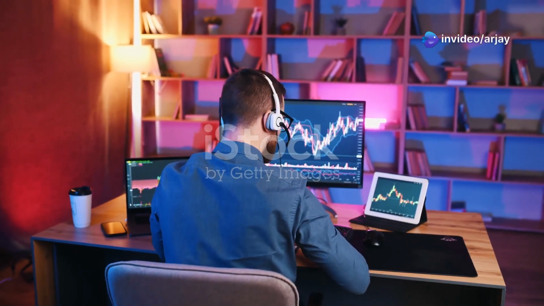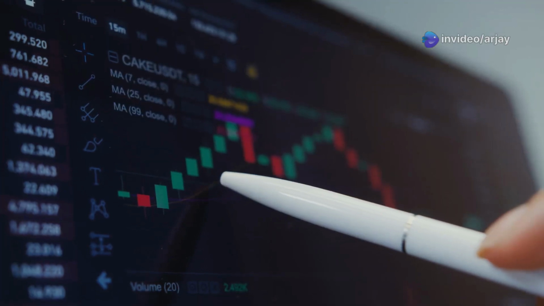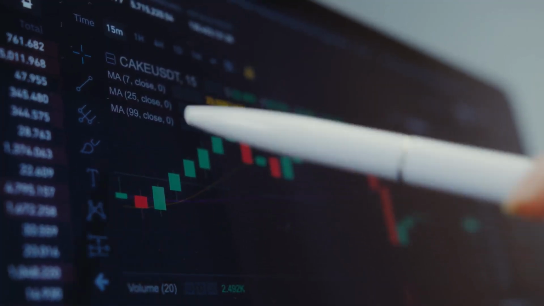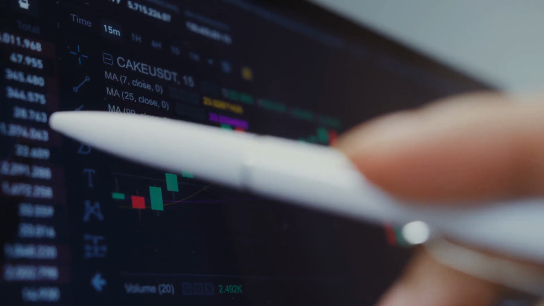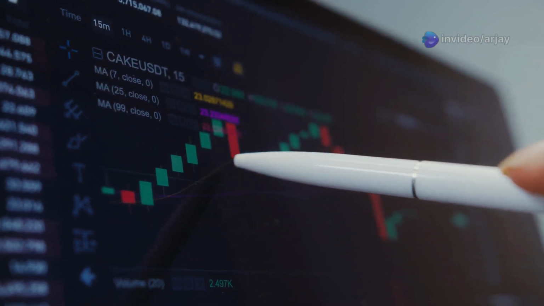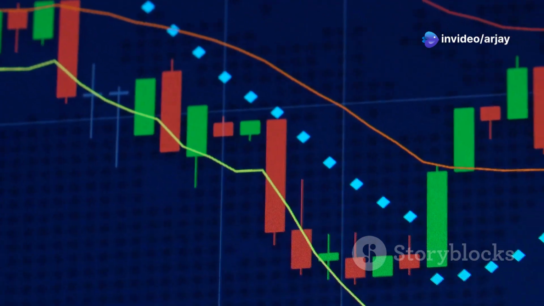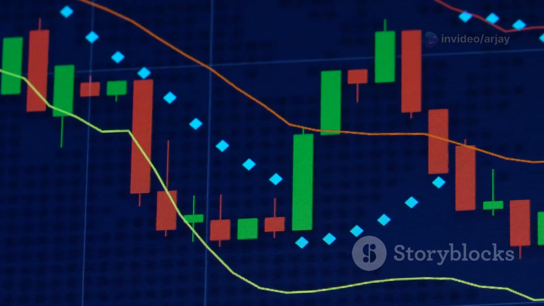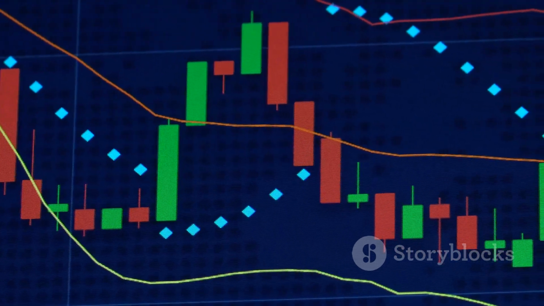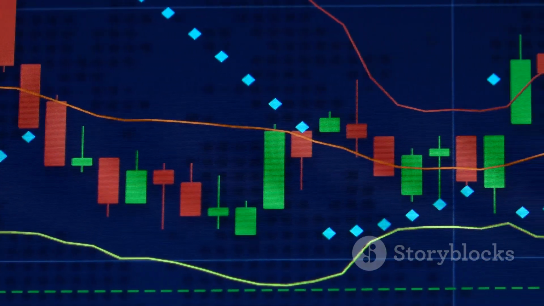Before you can master the patterns, you need to know what each candlestick is telling you. Each candlestick on your chart represents price action within a specific time frame, whether it's 1 minute, 1 hour, or 1 day. The time frame you choose depends on your trading style, but the principles stay the same. It shows 4 key things: the open, the high, the low, and the close. These 4 points tell you exactly how the price moved during that period.